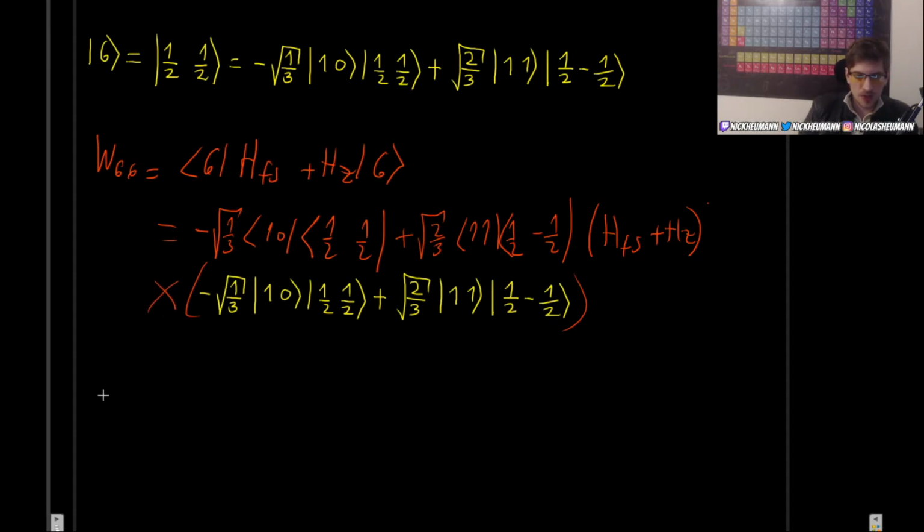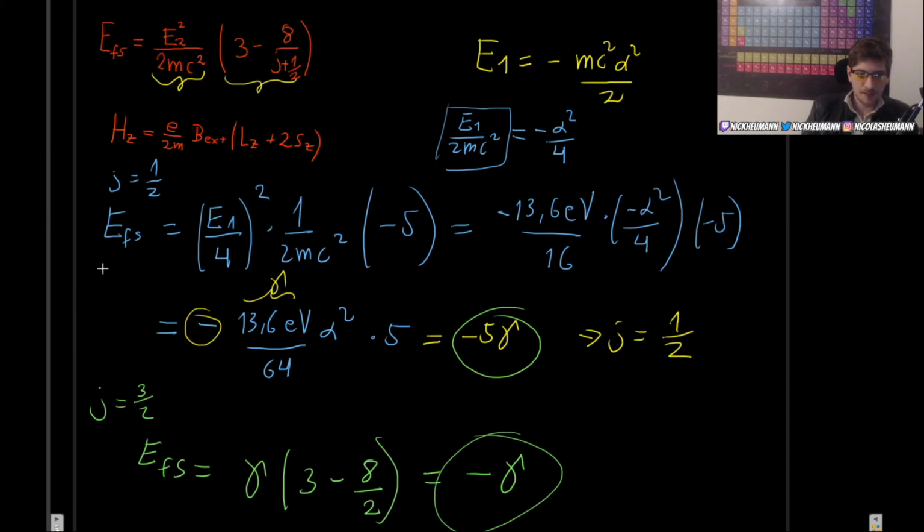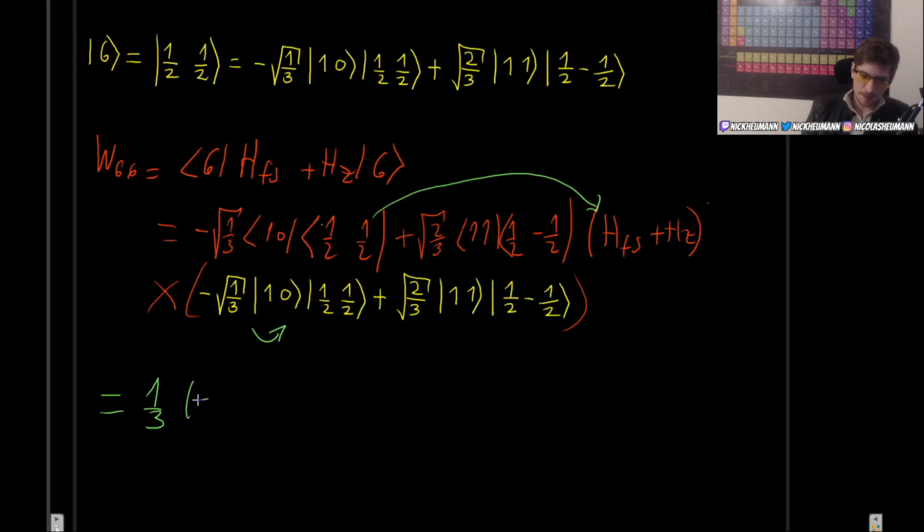Okay, so let's now do the multiplication. We will have this part times the Hamiltonian times the first part, because the second one will be 0, so we only have to consider this. When we do that, the minus signs cancel out. We get 1/3 of the value of the energy for the fine structure. What is the J for this one? State 6 has J 1/2, which means energy of minus 5 gamma. So this is minus 5 gamma.